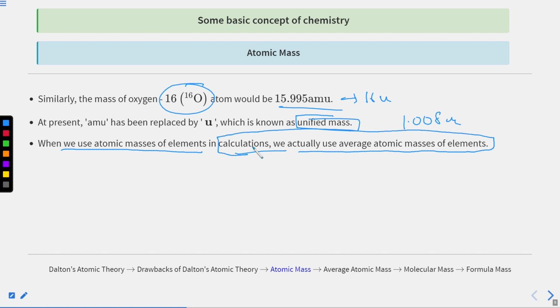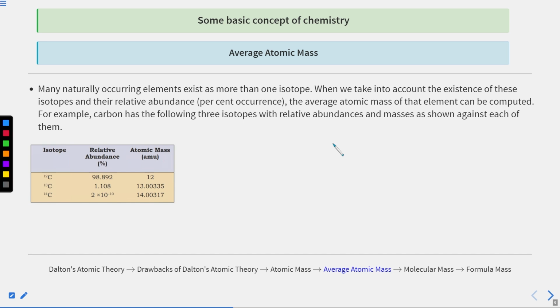So what is the meaning of this? See, in nature, when we talk about one element, an element can exist in multiple types. Most of the elements have isotopes. Isotopes are those which have the same atomic number but different atomic mass. Now, if you want to say that this is the atomic mass of, say, carbon atom, what do you mean? You're talking about 12C atom, or 13C atom, or 14C atom? So to remove that confusion, we have taken an average of that.